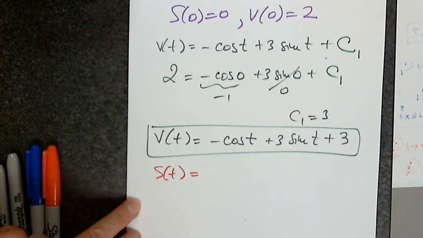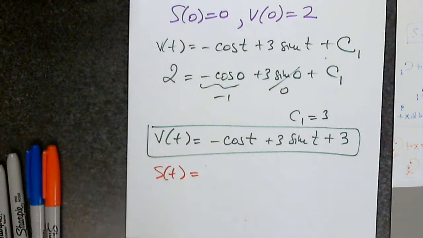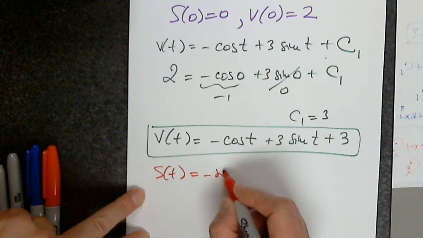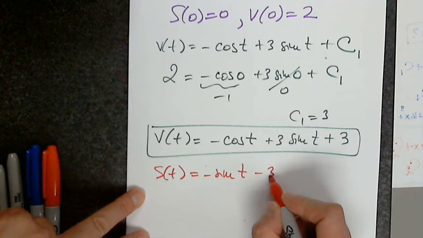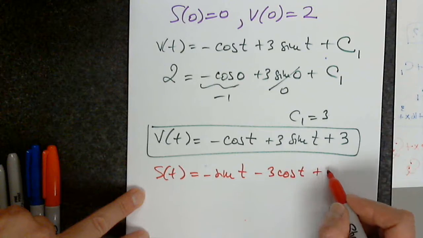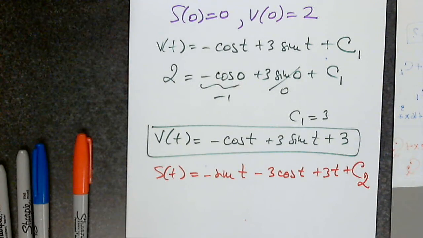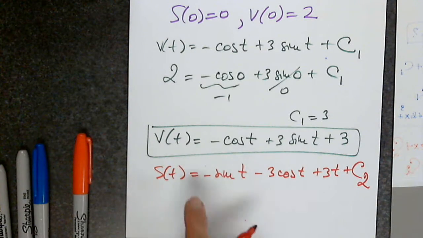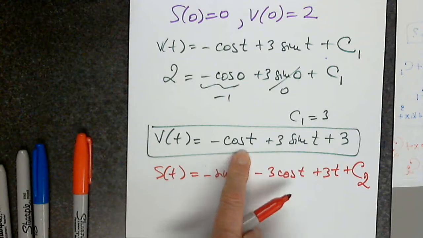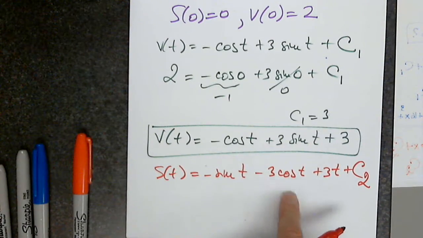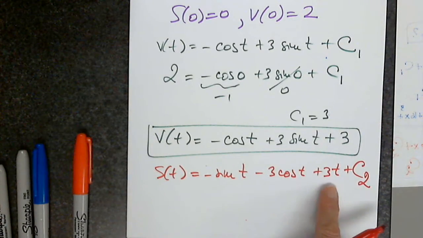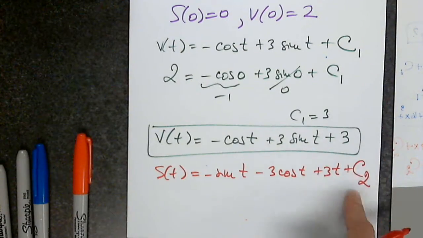The distance formula, please. Negative sine t minus 3 cosine t plus 3t plus c2. Very good. Do we agree with this? Negative sine t prime is negative cosine t. Negative 3 cosine t prime is positive 3 sine t. 3t prime is 3. c2 prime is 0.